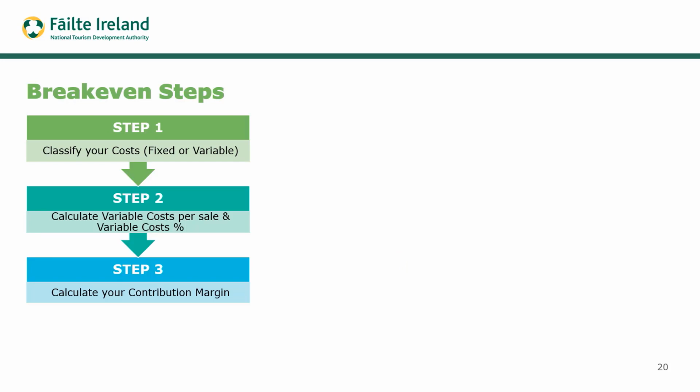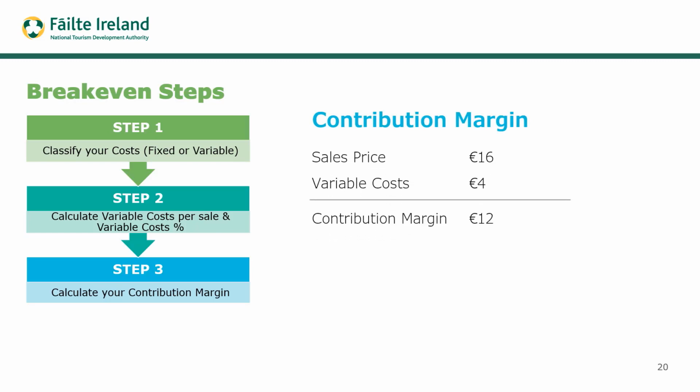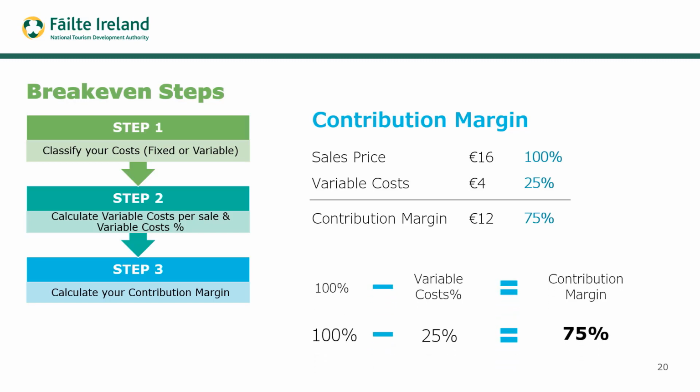Step 3 then is calculating your contribution margin. Contribution margin is the amount you have left over after each sale and after paying for your variable costs that goes towards covering your fixed costs and profit. So essentially, in the example, sales price of 16 less the variable cost of 4 leaves us with a contribution margin of €12 or 75%. So we usually express contribution margin in terms of percentage as well. The contribution margin percentage is a percentage of each euro that we have left over after covering variable costs that can go towards fixed cost and making a profit. So in our example, the variable cost percentage is 25%, therefore the amount left over, and hence the contribution margin, is 75%.